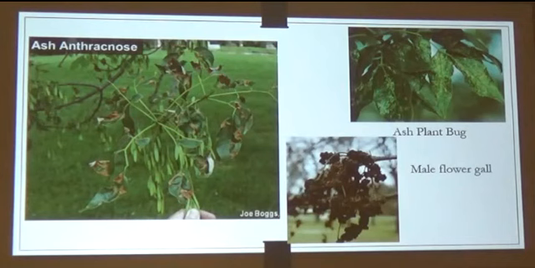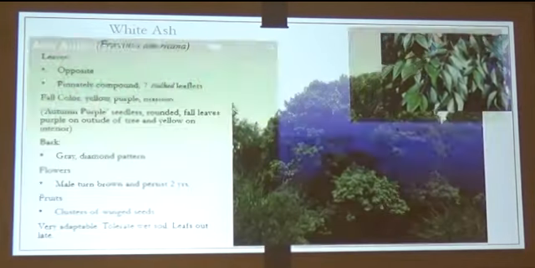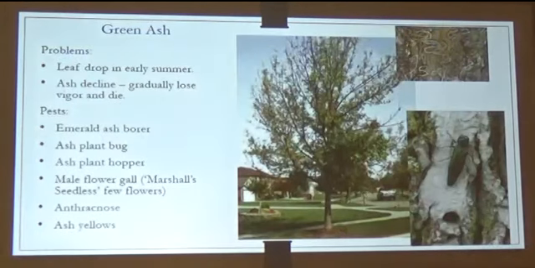So it can be really unsightly. So you try and avoid having male flowers or having male plants. So the Marshall seedless ash has fewer male flowers. It's a male plant, so it doesn't have any seeds, but it also doesn't have as many male flowers, so it doesn't get as many male flowers on the tree to get the ash gall.